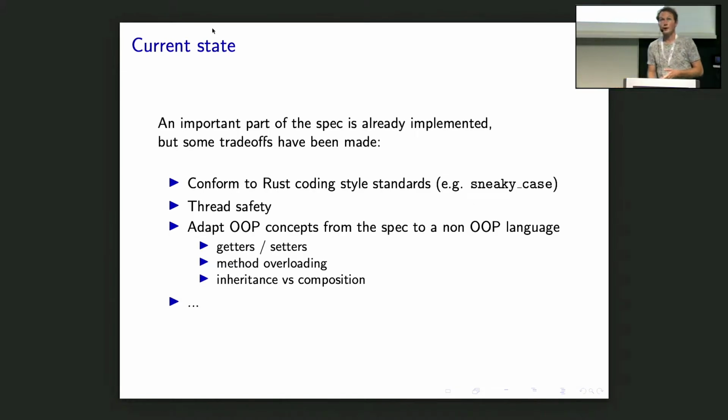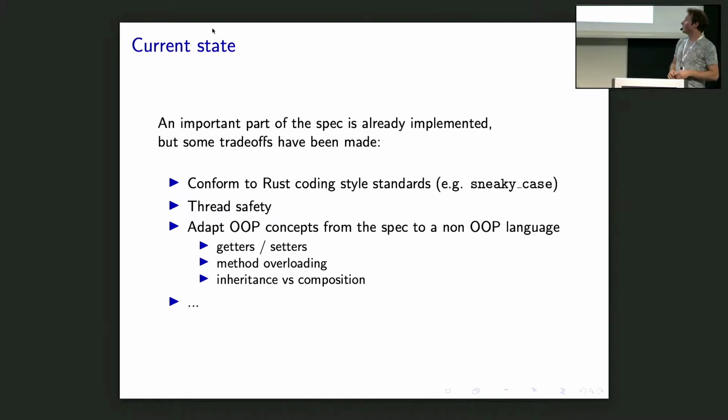So what's the current state of our implementation? Most of the spec is implemented. There are a few nodes missing, but of the API surface, we've implemented the big majority. As you saw from the code snippet, we did have to make some concessions to adapt to the Rust code style. And also Rust can be inherently multi-threaded as opposed to JavaScript in the browser. So we had to make it thread safe.